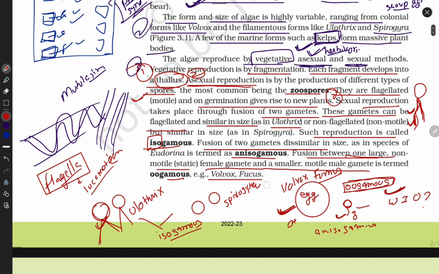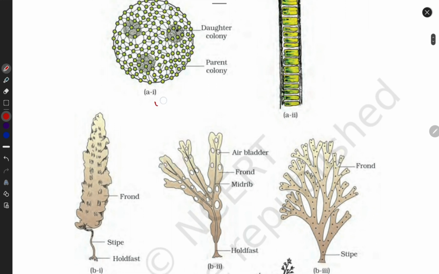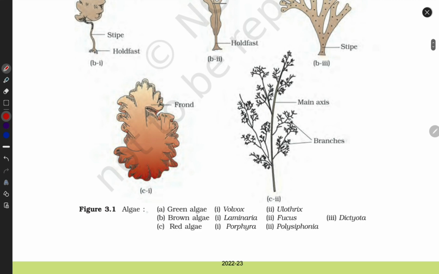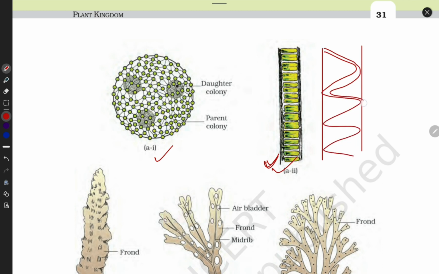In this chapter, guys, remember their examples. Look here, guys: Volvox and Spirogyra. Green algae: Volvox and Ulothrix. The same structure is Spirogyra. This is Ulothrix, but I am drawing Spirogyra for you. This is the structure of Spirogyra. They are present in colonial form and in filamentous form. Look here at the colony.